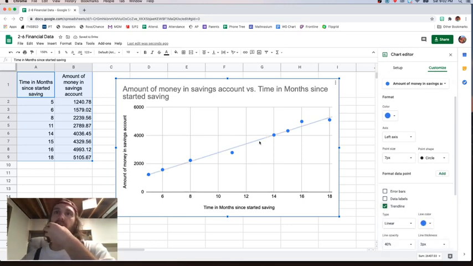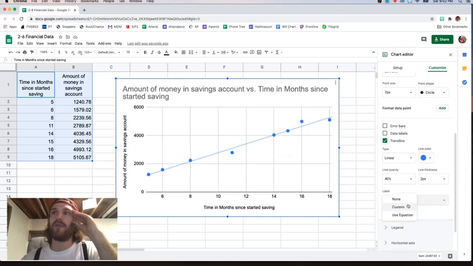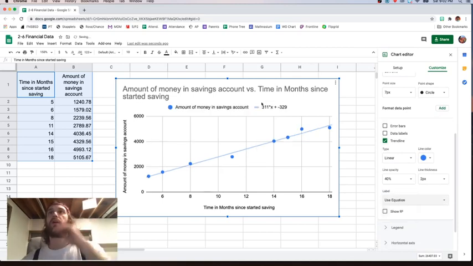What it does is it makes a line that basically describes the points the best. And if you come down here, use equation, it gives you the equation. This is slope-intercept form. This is what we were learning, okay? The language of lines in statistics is slope-intercept form. That's why I'm teaching it to you.